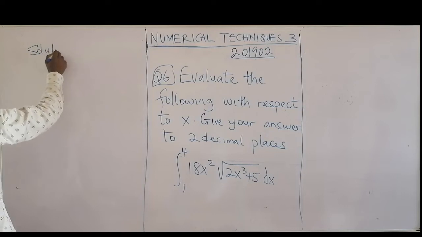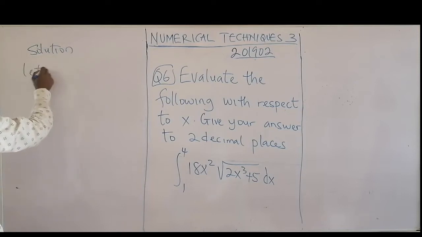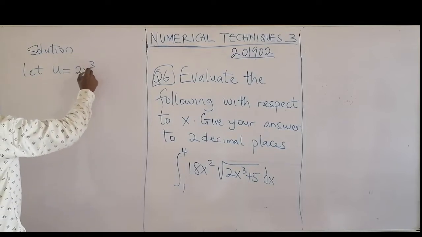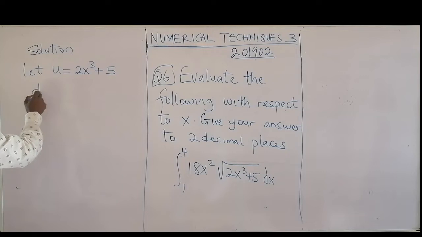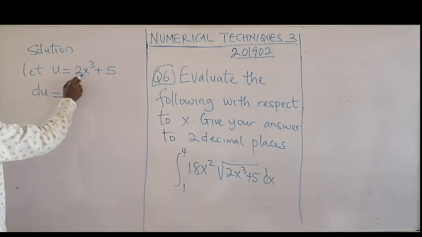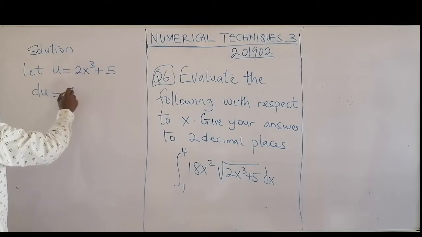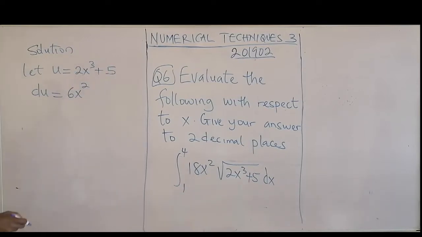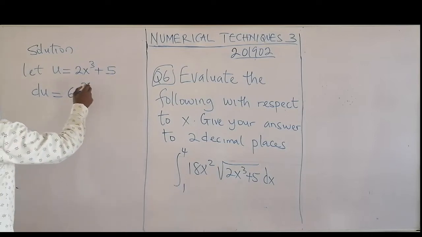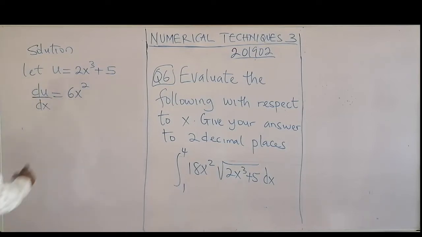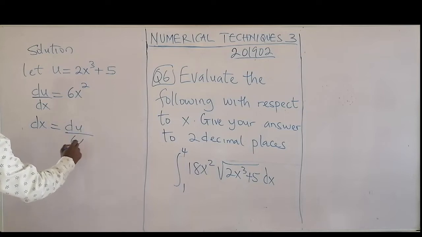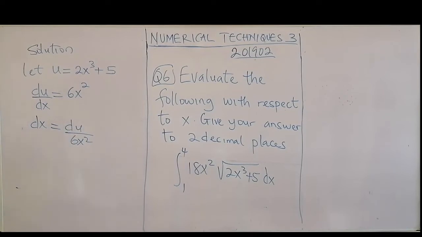The solution: let u be equal to 2x cubed plus 5. Differentiating this, that's 3 times 2, which is 6, and the power minus 1 gives x squared, and the constant gives 0. So du is 6x squared dx. Can we make dx the subject? If you do that, you have du over 6x squared. So let's go back to that integration.